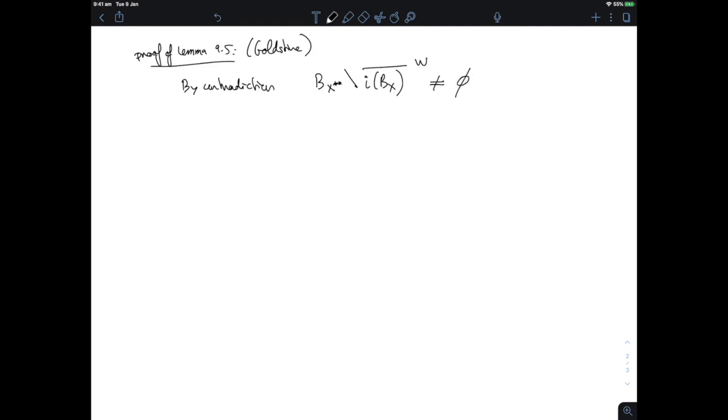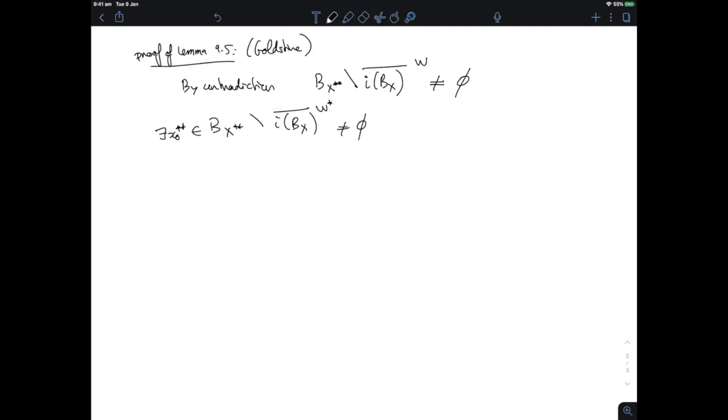Okay, but if it's non-empty, if you subtract less, then it's going to be even less empty. So if I subtract the weak star closure of IBX, then it's non-empty. And so I can pick an element, x naught double star, in here. But now what do I have? I have an element that is not in this weak star closed and convex set.